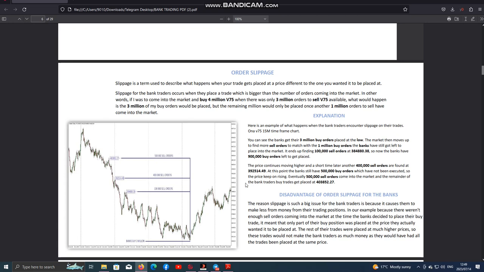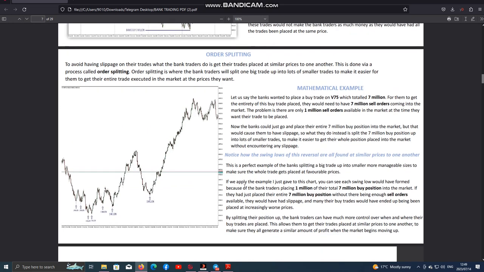Now we understand order slippage, and then we have order splitting. The big banks want to avoid order slippage, because there is a disadvantage in opening a 5 million lot buy trade. Their order will take a lot of time to be placed on the market, because we as small traders are using very small lots. So they came up with a strategy where they can split their orders. For example, if they want to place 5 million in the market, instead of opening 5 million at the same time, they divide the orders: maybe 2.5 million, then they come again and place another 2.5 million.